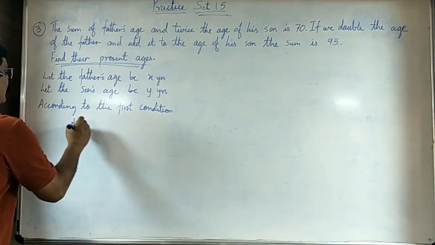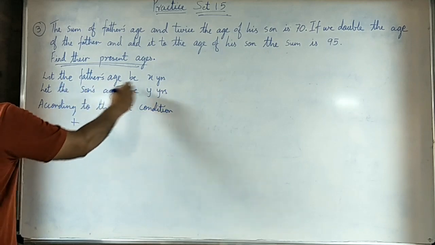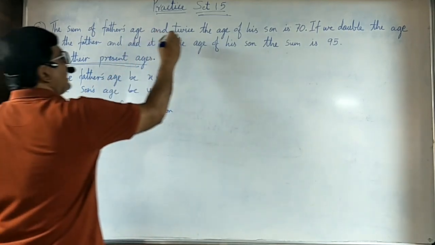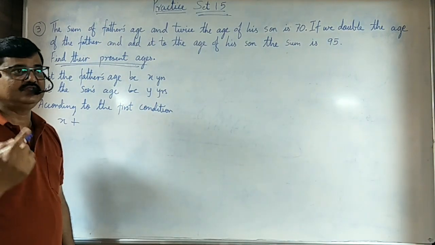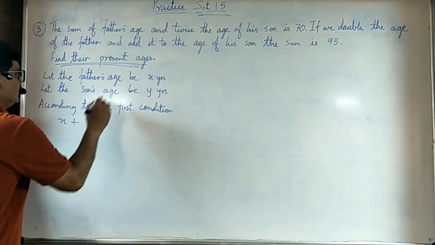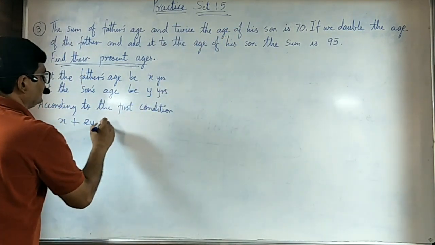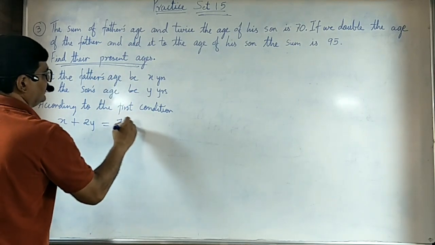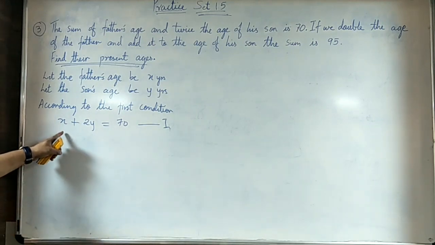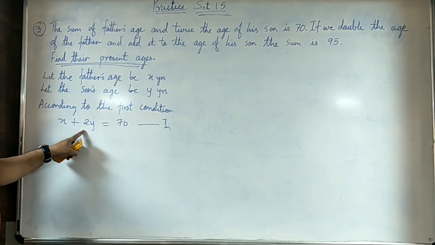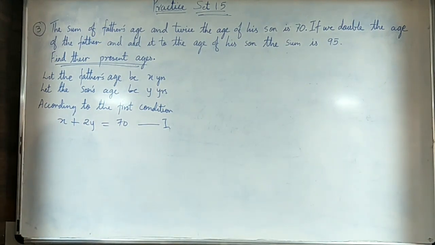Sum means I have to add. What to add? The father's age, which is x. And twice the son's age. Twice means you have to multiply 2 times the son's age. The son's age we kept as y, so 2y. And "is" has to be written as equal to, and what is that? 70. This is how I got my equation number 1: x + 2y = 70. It's so simple. The sum of the father's age and twice the son's age is 70.